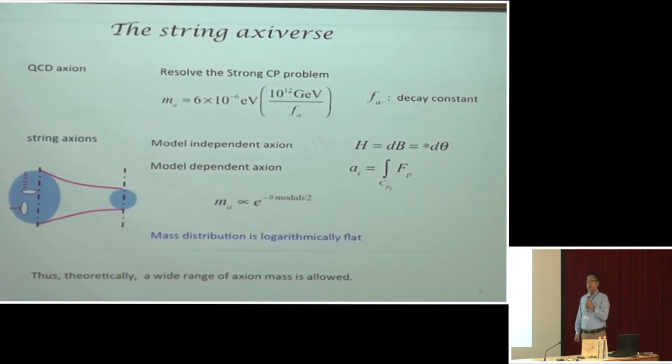This is from the experimental side, but even from the theoretical side, there are a lot of candidates for the axion. Originally, the axion was invented to resolve the strong CP problem, and in that case, the mass is related to the decay constant with this formula. So, for example, if the decay constant is 10 to the 12 GeV, then the mass should be 10 to the minus 5 electron volt.